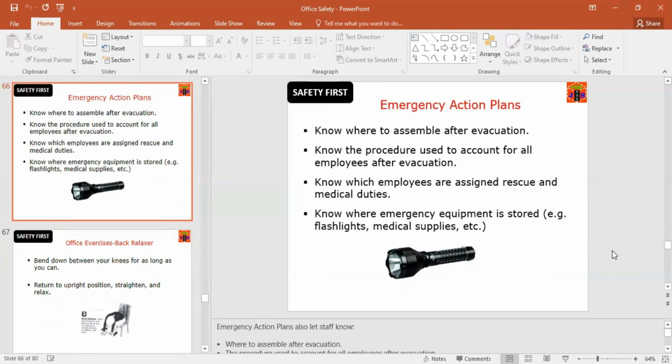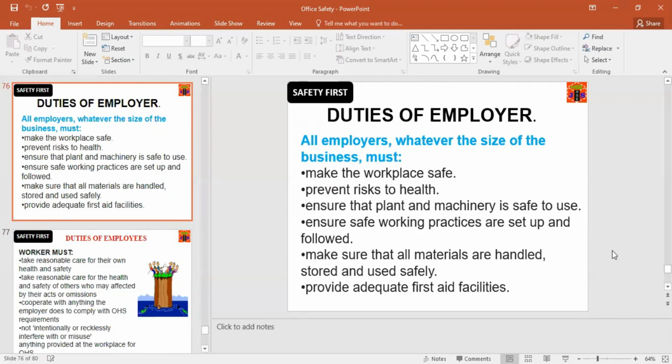Know where emergency equipment is stored. For example, flashlights and medical supplies are first aid boxes. This is the duty of the employer to ensure the compliance. This is his responsibility and authority to enforce safety measures as the law demands by the employer.